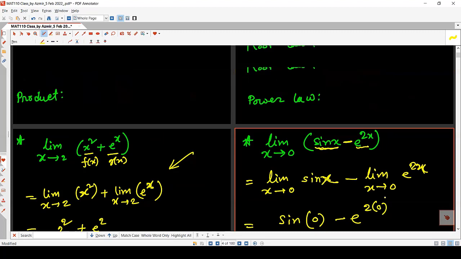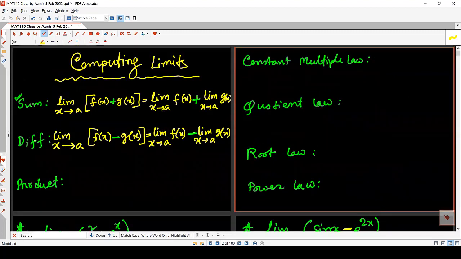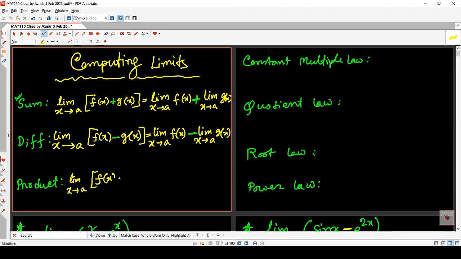So besides sum and difference properties, we need to know what is product law. So limit x tends to a, this time we have f of x times g of x. So if we have this product f of x times g of x, then we can write this one as limit of f of x times limit of g of x. That means the limit of a product is the product of the limits.